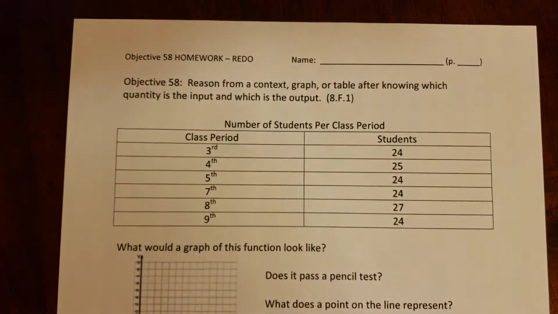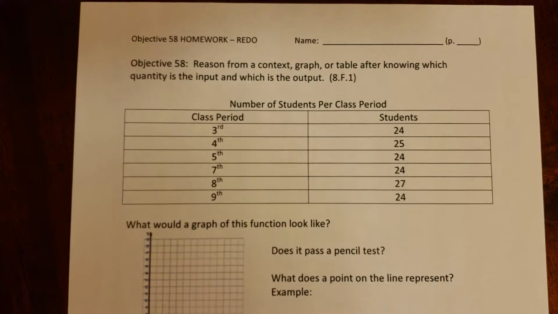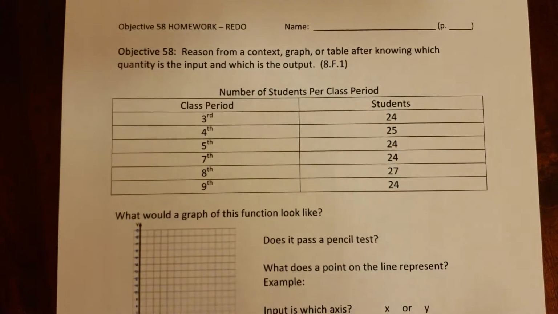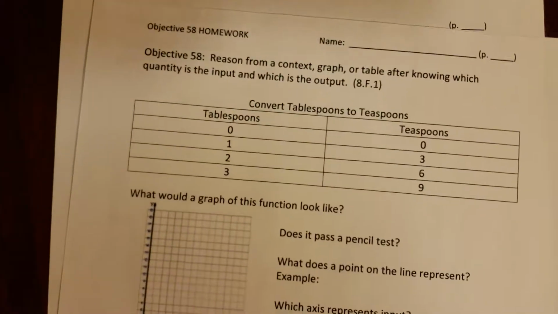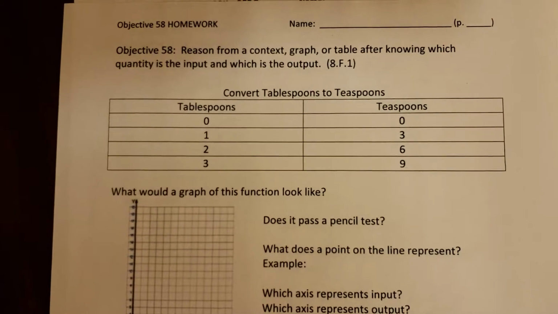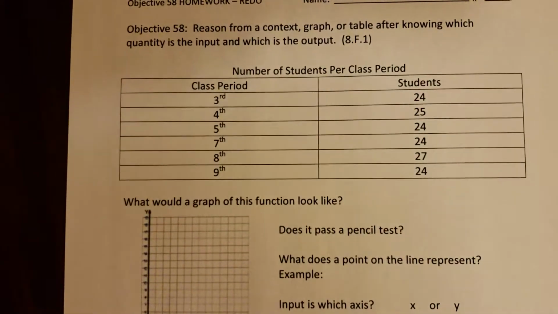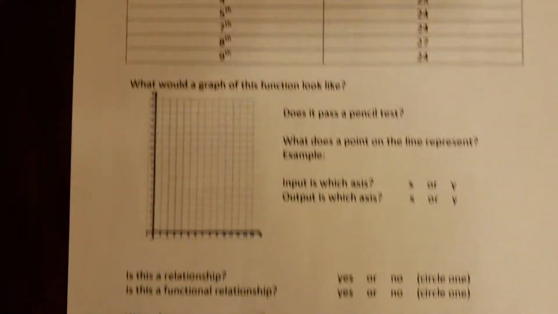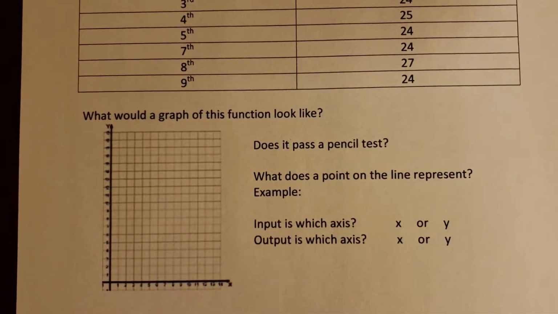So here we go. On this side you have number of students per class period. This is real information in case you care. And this is converting tablespoons to teaspoons. This is skills for life, guys. You're cooking. All right, so you'll have the table up top. What would a graph of this function look like?